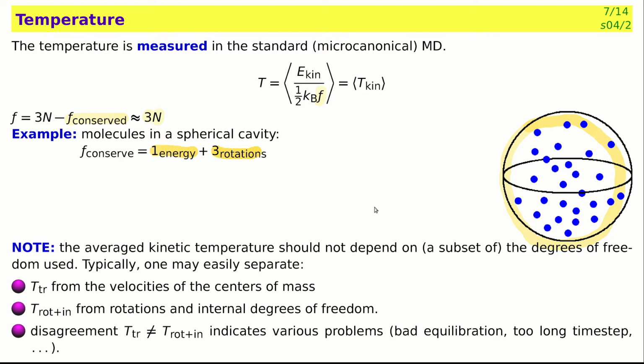Usually such a simulation is run in such a way that this rotation is set to 0, that is, the angular momentum is set to 0, then it is conserved. There may be tiny fluctuations which then can be once in a while adjusted to real 0. But when we calculate the temperature, we use the number of degrees of freedom where these conserved degrees of freedom are deducted.